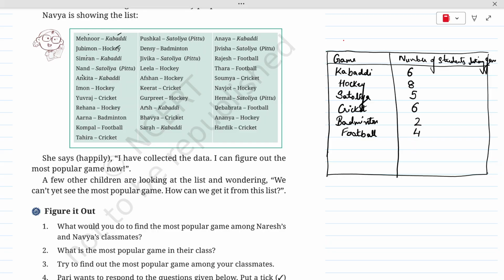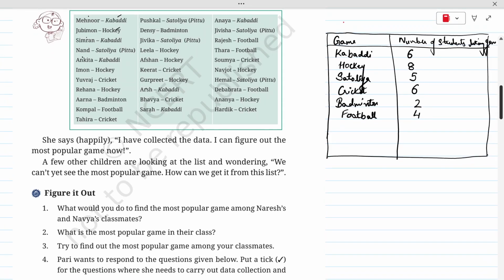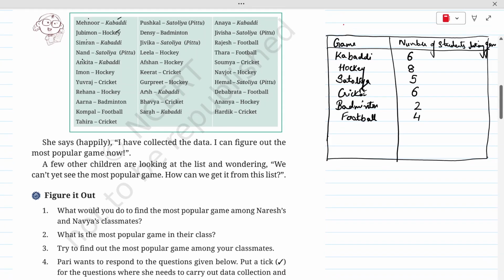So now I think we have covered all the games. We have kabaddi, hockey, satolia, cricket, badminton, and football also. And we don't have any other game in this list. Okay, so now this is done. Let's go to the questions now. Kids, I hope you understand how we have made this graph. We have uniquely written down the names of the games here, and then we have counted the number of students in the class who like that particular game.